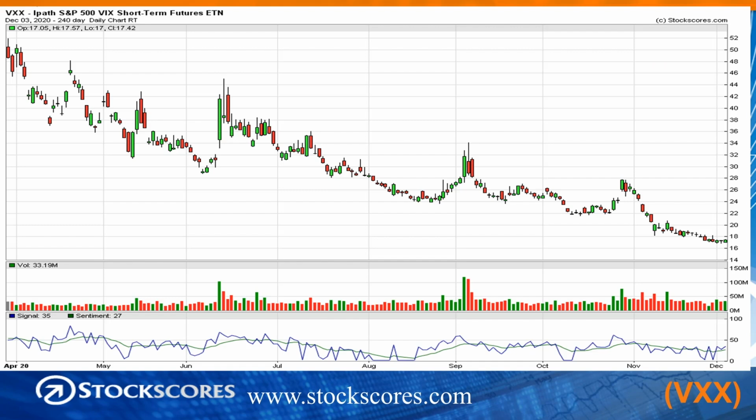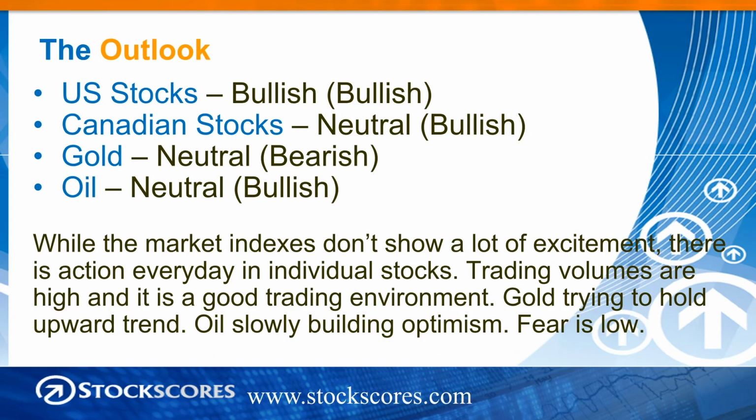You can see fear is pretty low, and that is an indication that you can be relatively optimistic about stocks in general. So my ratings then, bullish on both time frames for US stocks, neutral long-term for Canadian, but bullish short-term. Gold, neutral long-term and bearish short-term. We still haven't broken the pullback. And oil, neutral long-term and bullish short-term as momentum starts to build.